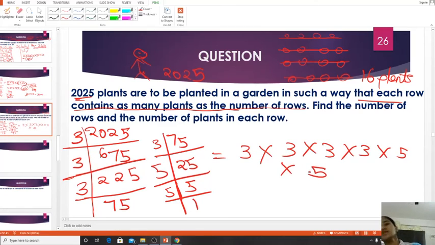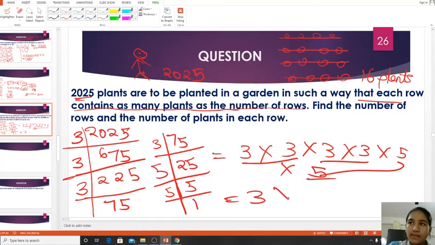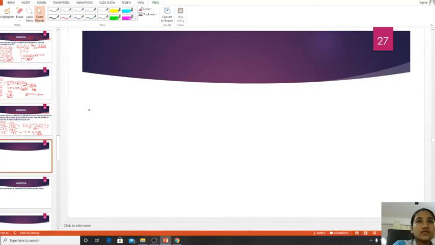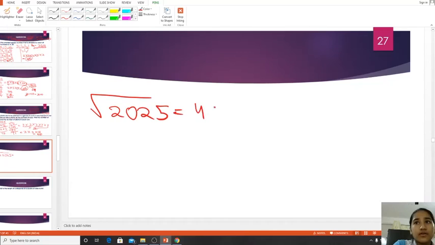So if we see, it's like 3, 3, 5 and 5. So we find all of them in pairs. If we pick up one from each pair, it's going to be 45. So that implies that the square root of 2025 is 45.